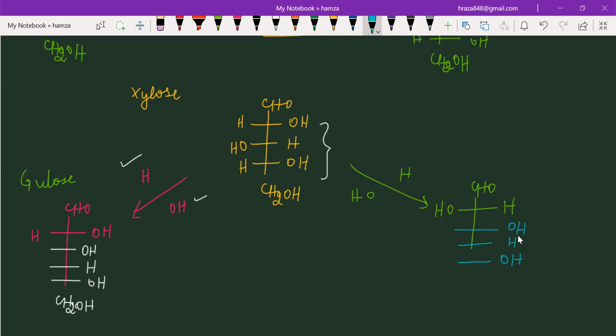xylose. Yes, it is xylose. And then this will be H, this will be OH, and this will be H, and there is CH2OH. And this compound is known as basically idose. This is basically idose. And this is, you can see, aldohexose. Aldohexose means 6 carbon is there, and aldo means aldehyde group is there.